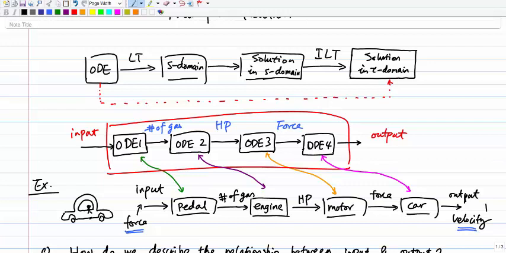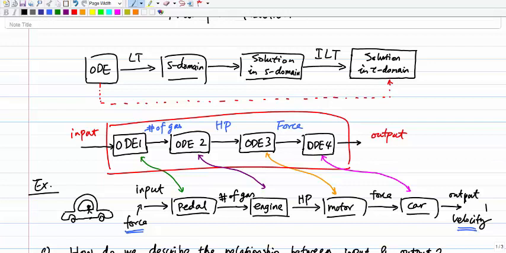When we give input, the pedal will determine how much gas will be provided to the engine. The engine will create horsepower. The horsepower then drives the motor to create a force. The force then drives the car to speed up or slow down. Then they will determine the velocity. As you can see from here, the input and output are not directly represented by a single differential equation.